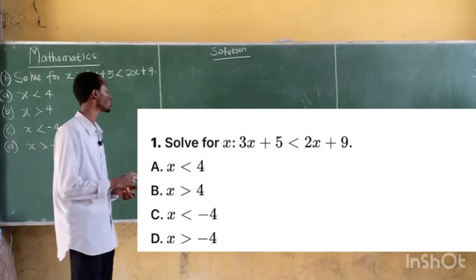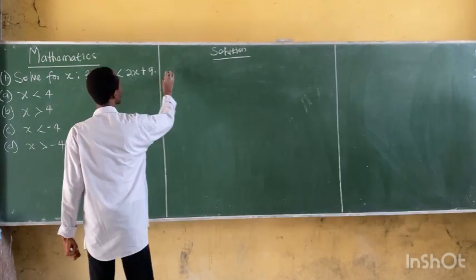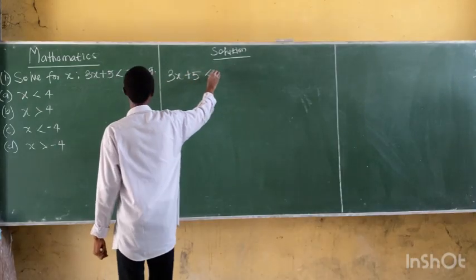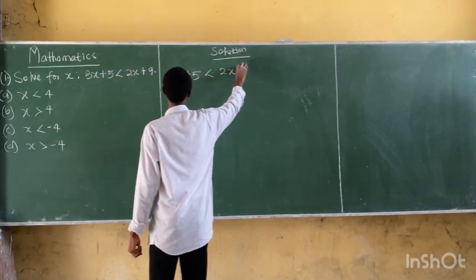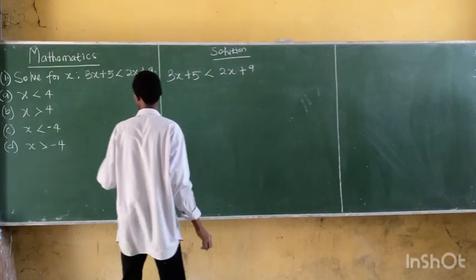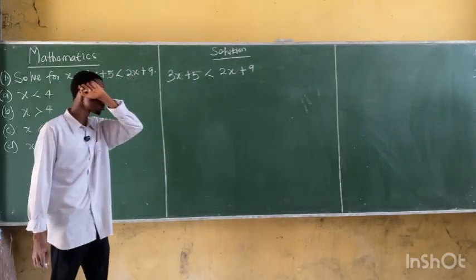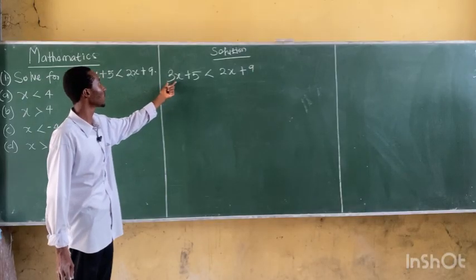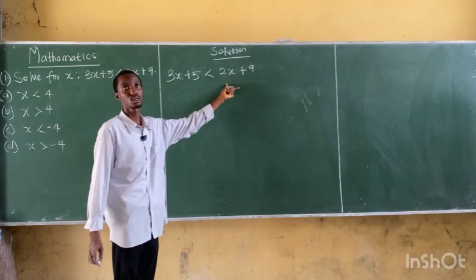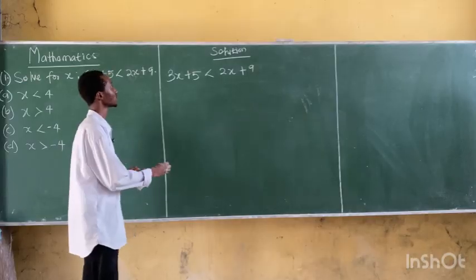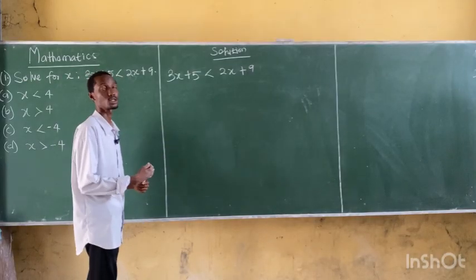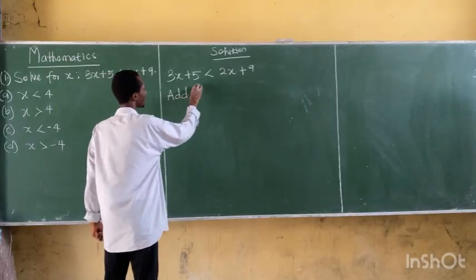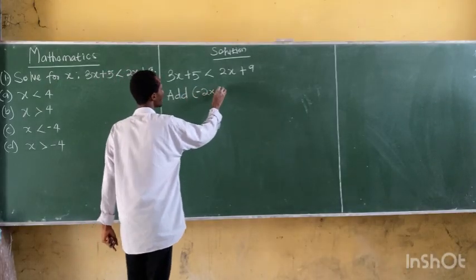The first step is to rewrite this equation. We have 3x plus 5 is less than 2x plus 9. It says solve for x, which simply means to make x the subject of formula here. But we have 3x and we have 2x. What we need to do is to add minus 2x to both sides.